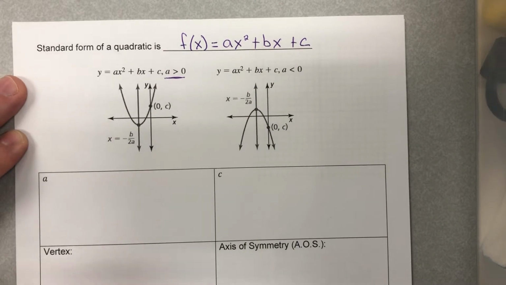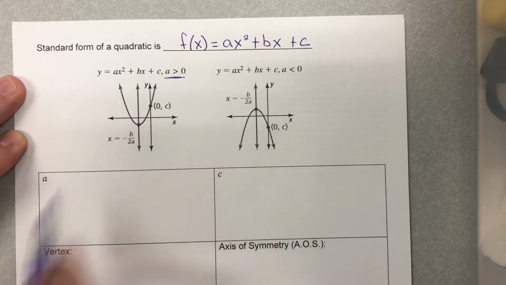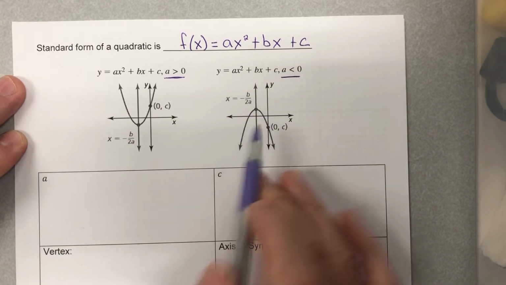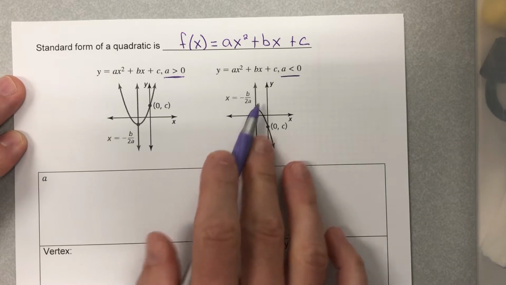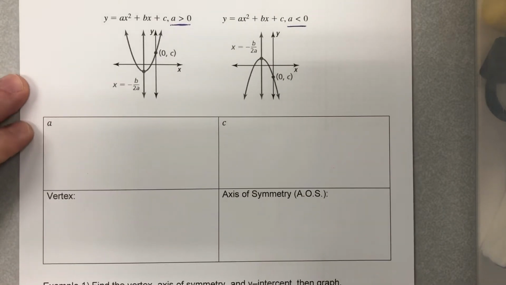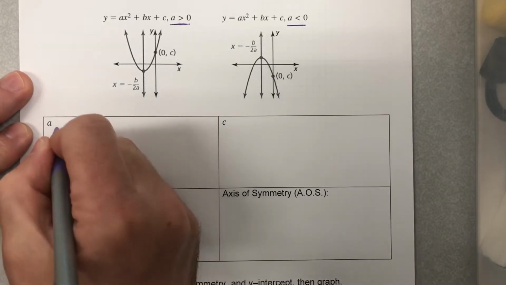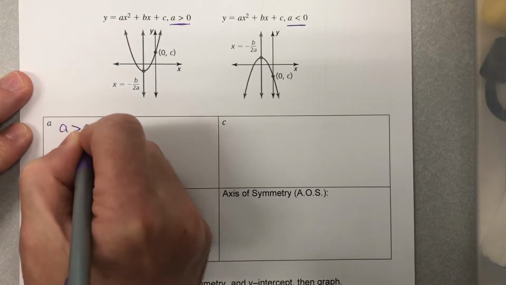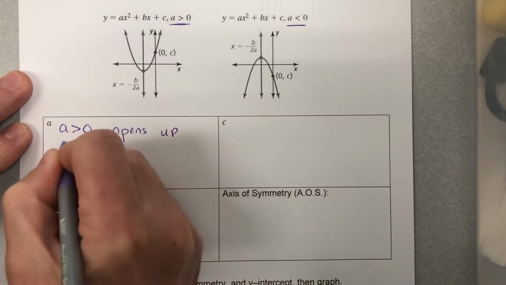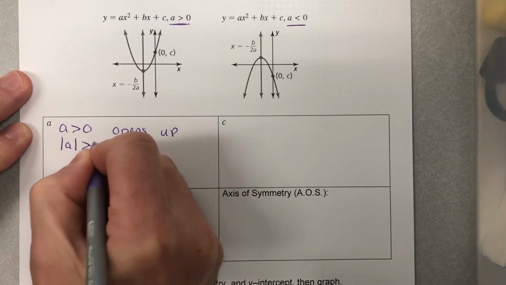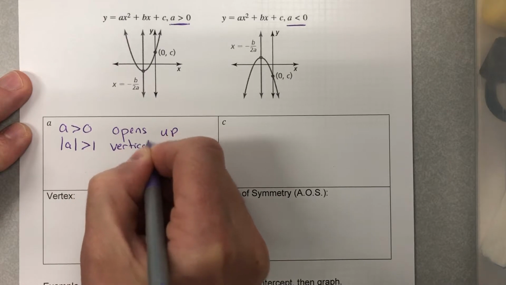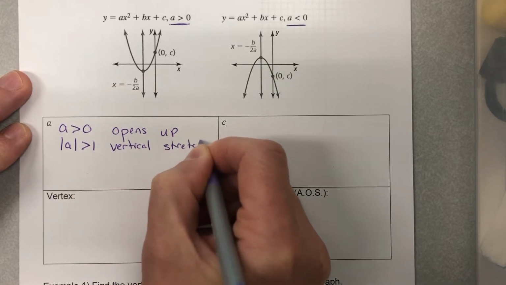Below, you have two graphs. The graph on the left is when a is greater than 0. We notice that the parabola opens up, and if our a is less than 0, our parabola opens down. There's also a couple other points on here, including a line, that we'll learn about more as we go through the boxes below. As we look at our a value, if a is greater than 0, our parabola opens up, and if the absolute value of a is greater than 1, the graph of the parabola is a vertical stretch.